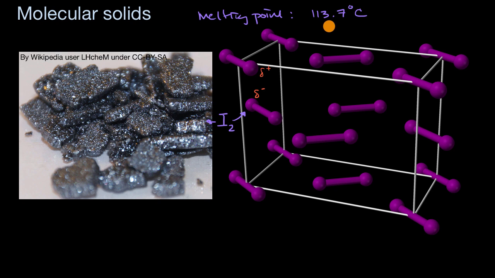Now, how good do you think they're going to be as conductors of electricity? Pause the video and think about that. Well, in order to be conductors of electricity, somehow charge needs to move through the solid. And unlike metallic solids, you don't have this sea of electrons that can just move around. So these tend to be bad conductors of electricity.